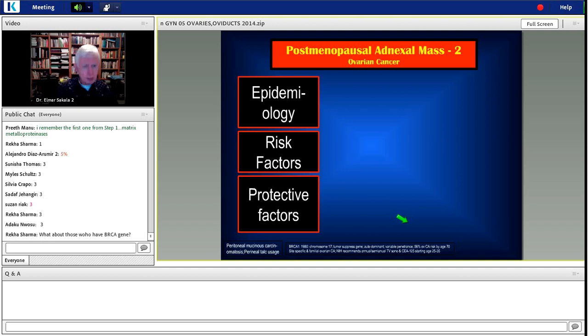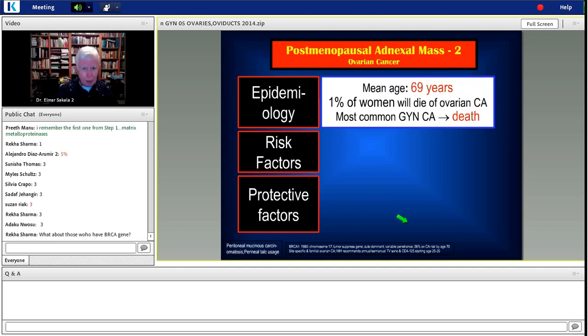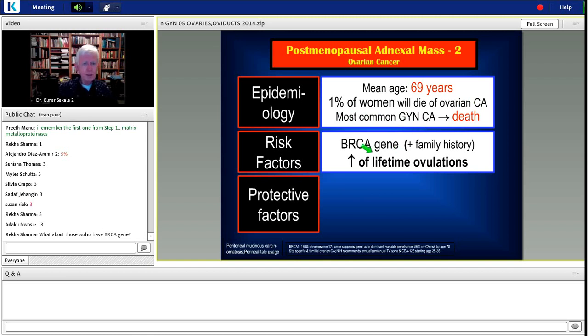Okay, epidemiologically, what do we know about ovarian cancer? The mean age is 69. We already talked about that. 1% of women will die of ovarian cancer. The most common gynecologic cancer that causes death is ovarian cancer. Now, risk factors. BRCA gene. That has an increased risk of cancer of the breast and cancer of the ovary. Sometimes that's linked to a positive family history. So that's one risk factor we should be aware of.